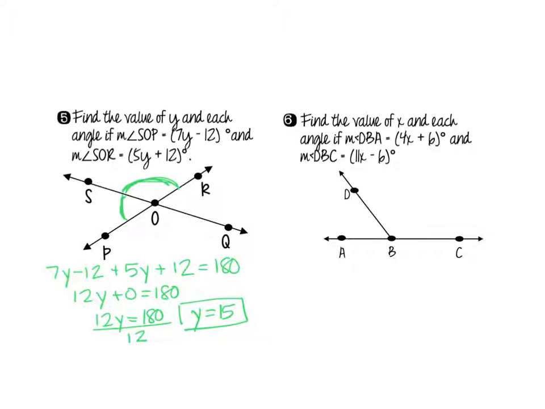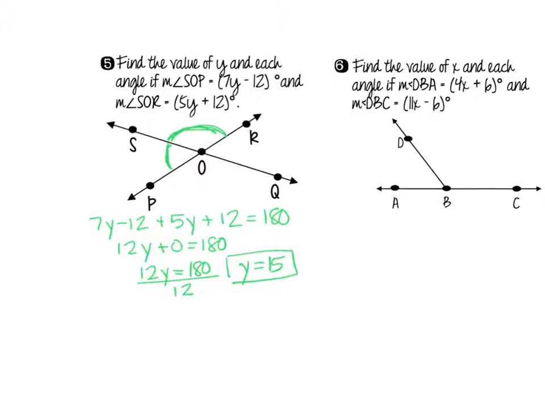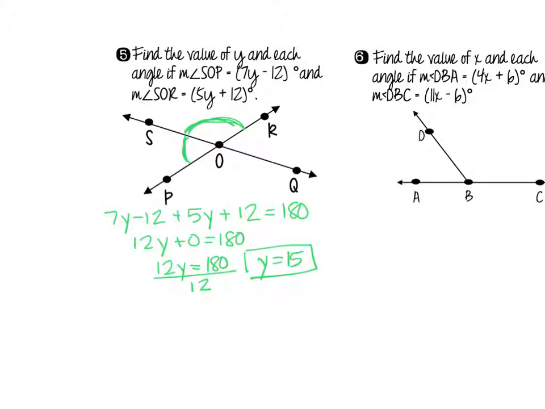Now what I'm going to do is plug that back into each angle. So 7 times 15 minus 12 is going to give me 93 for SOP. And 5 times 15 plus 12 is going to give me 87 for SOR.